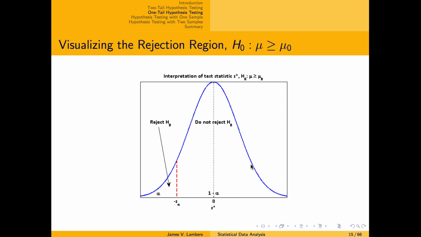This plot is for the opposite scenario. H0 states that mu is greater than or equal to mu0. Again, the rejection region has only one component, here, because we do not reject H0 if a test statistic is anywhere to the right of this line.